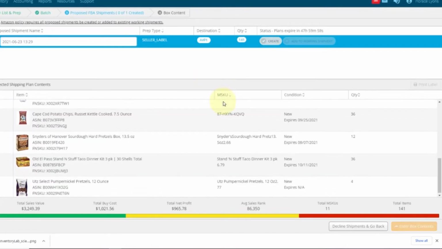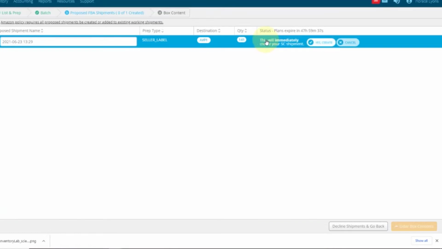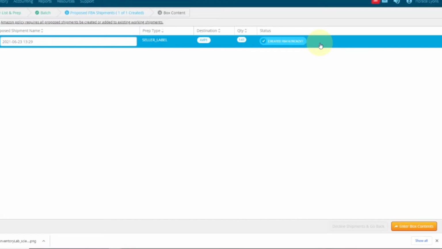Okay. And then, wow, I don't believe it. It took all 141 units and it's got it all going to one warehouse. That's usually not the way it works. I got lucky. But we'll go ahead and create it before they change it on us, because normally I'm going to 3-4 different warehouses.